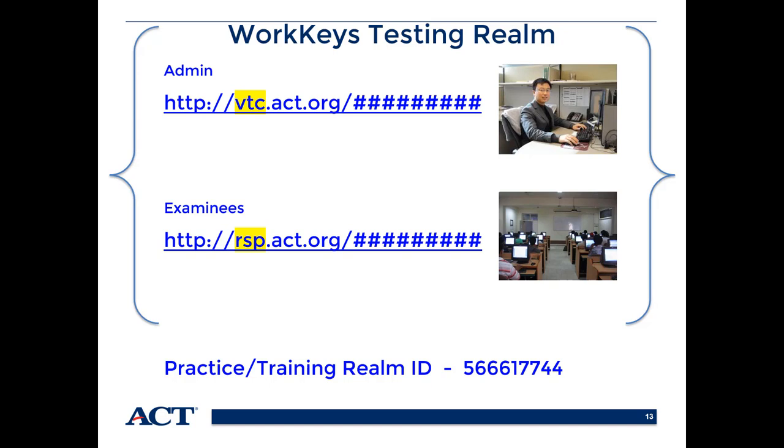Before we start discussing how to create accounts, let me cover some of the terminology. A site that is set up for WorkKeys online testing is a realm. Your realm or site is identified by a number. Your realm consists of 2 web addresses or URLs. You'll see here that all realms have an identical format. The only thing that changes is the realm number. The address begins with the letters VTC, and the examinee address begins with the letters RSP. The rest of the address is exactly the same.